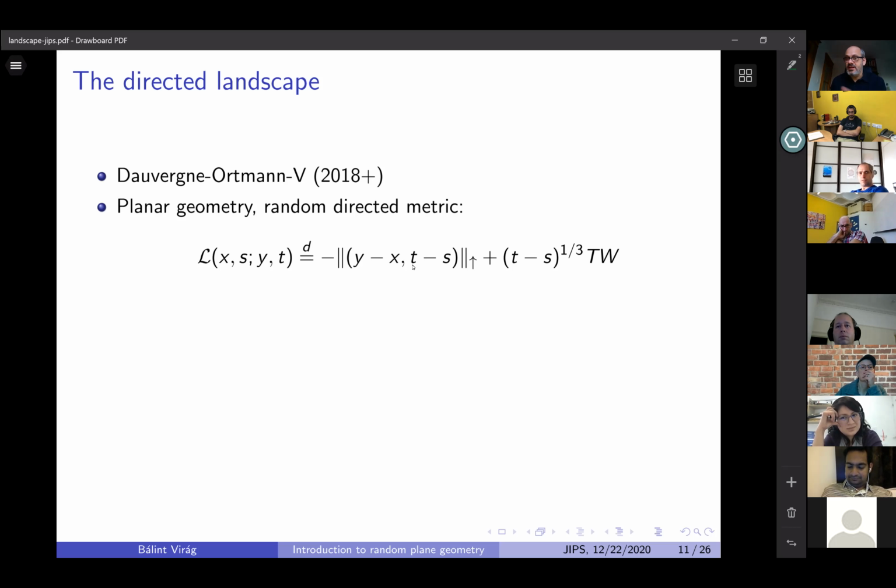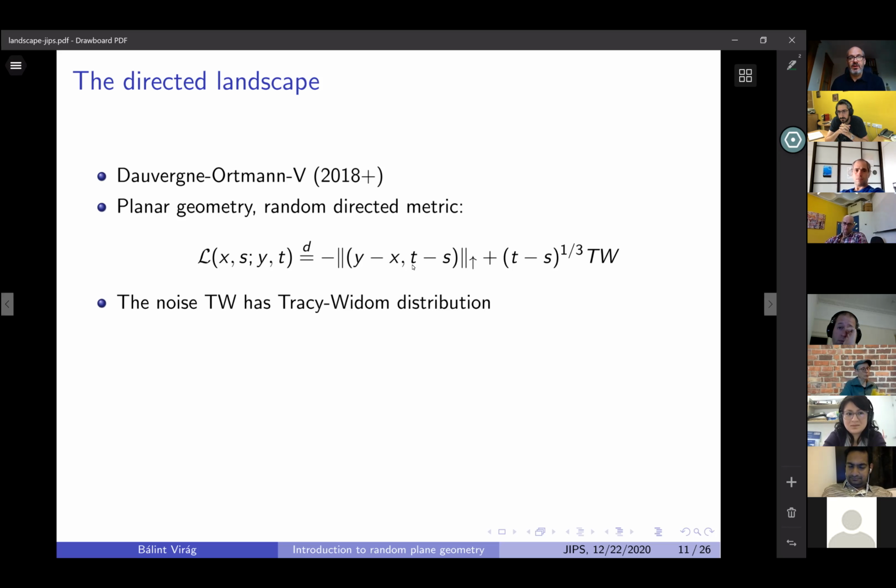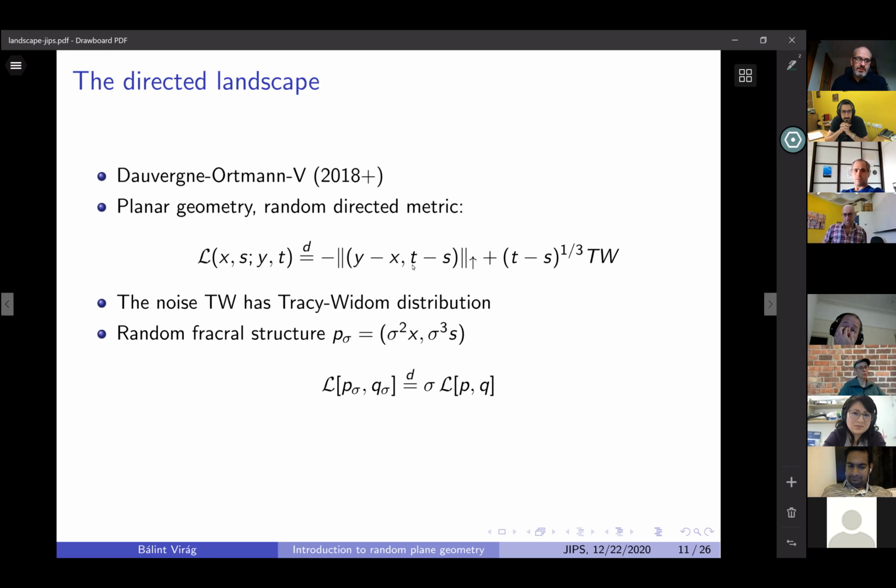When S and T are in the wrong order, then you get minus infinity in this case. Otherwise, it's a finite number. There are no problems of regularity. It's a nice continuous function, okay, and satisfying the triangle inequality. You see, it's a Tracy-Widom distribution, and it has a random fractal structure.